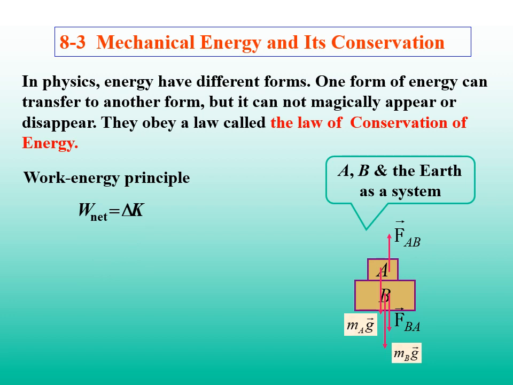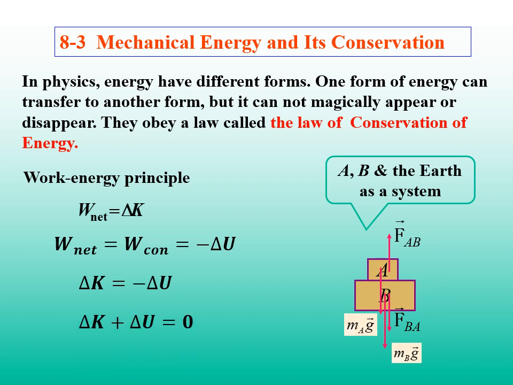According to the work-energy principle, the net work done on an object is equal to its change in kinetic energy. Since we assume this is a conservative system, the net work done on the system is the work done by the conservative force. It is equal to minus the change in potential energy. Combining the previous two equations, we have delta K equals minus delta U.